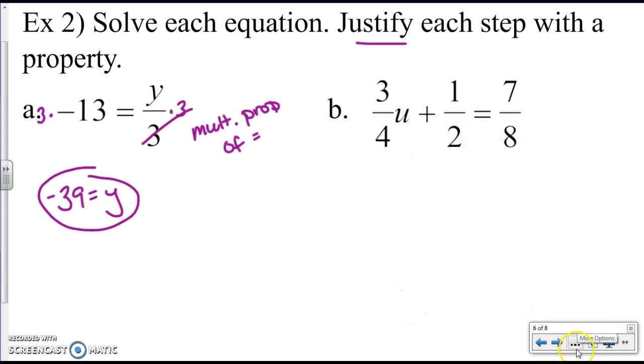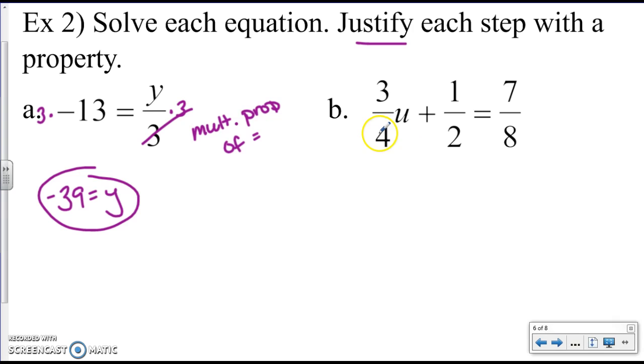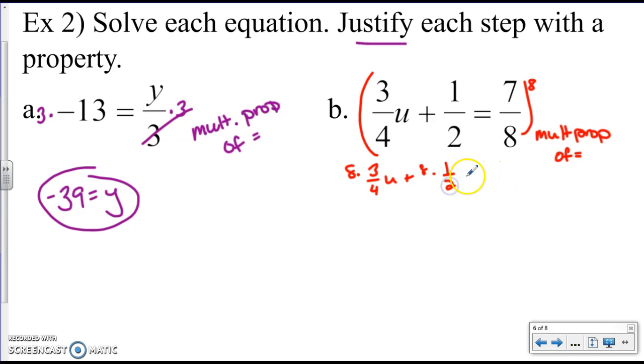Okay. For B, we need to get rid of those fractions, and we've had several of those in here. So to get rid of the fraction, you need to decide what goes into what. I can divide by 4, 2, and 8. And I can actually divide all of those by 8. This is technically also the multiplication property of equality because we are multiplying everything by that 8. So I'm going to do 8 times 3/4 u plus 8 times 1/2 equals 8 times 7/8.